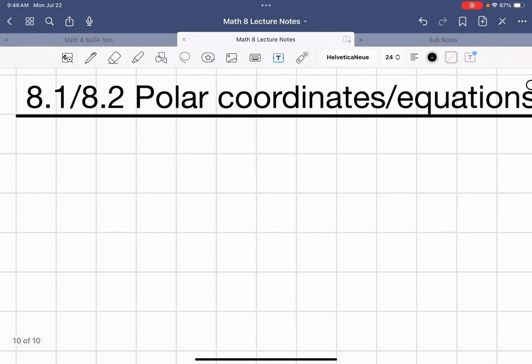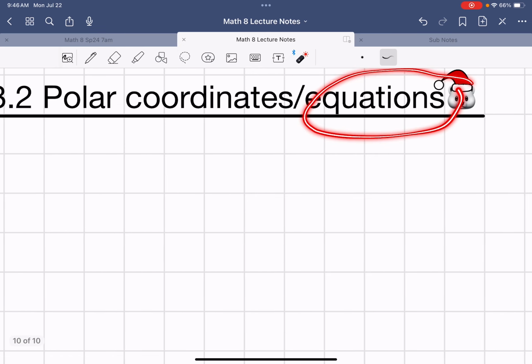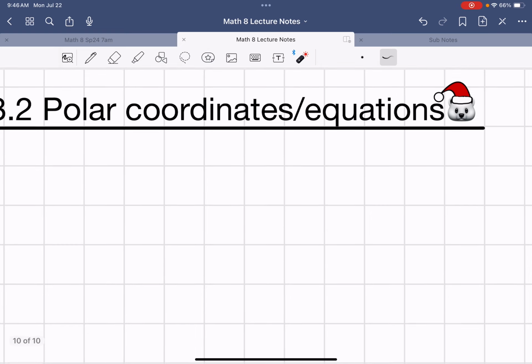Moving on to chapter 8. With chapter 8, I'm going to put these two sections together. I'm not going to spend too much time on polar coordinates, just because once we get to equations, we're going to be doing a lot of polar coordinates. So I wanted to just double them up.